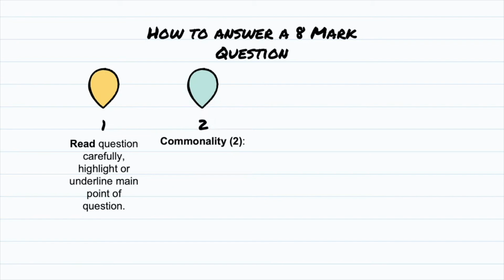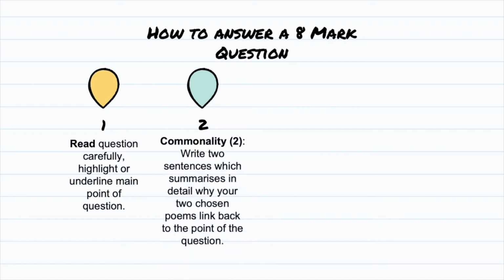Number 2 is what we call commonality. That just means what do two poems have in common? The maximum you can receive is 2 marks. What you're going to do is you're going to write 2 sentences which summarise in detail why your 2 chosen poems link back to the point of the question. You're going to say, by the way, this poem's about this, and that's why it links back to the point of the question. And this second poem's about this, and that's why it links back to the point of the question.